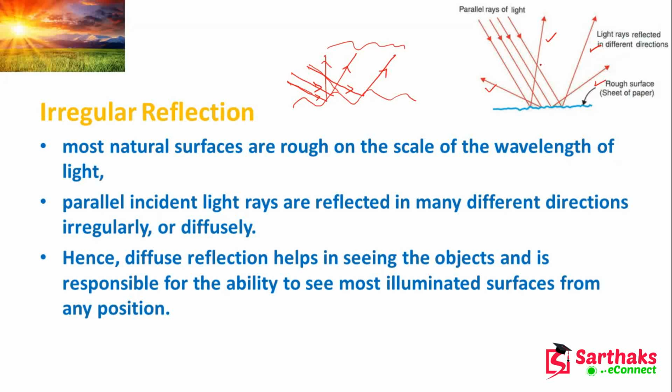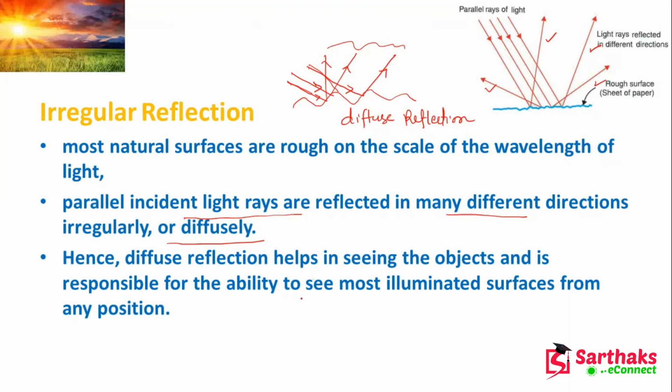So this is the irregular reflection. Parallel incident light rays are reflected in many different directions irregularly or diffusely. So that is called diffuse reflection or irregular reflection. Diffuse reflection helps in seeing the objects and is responsible for the ability to see most illuminated surfaces from any position. You can see the wall, the fan, the lights. Due to the irregular reflections, you can see all these things, right?